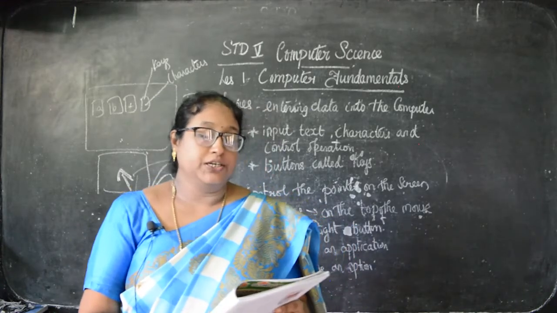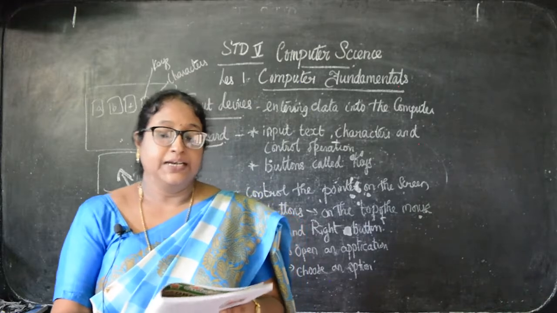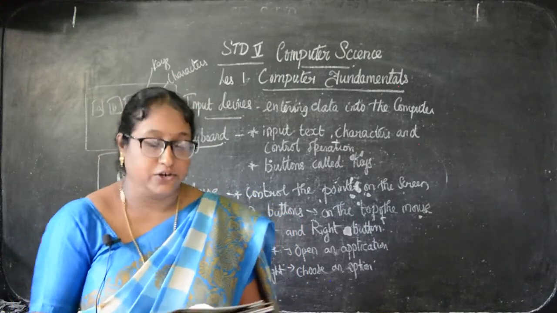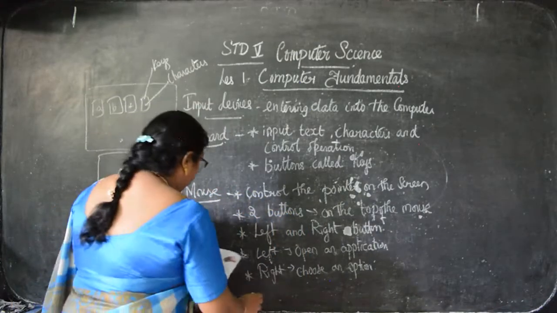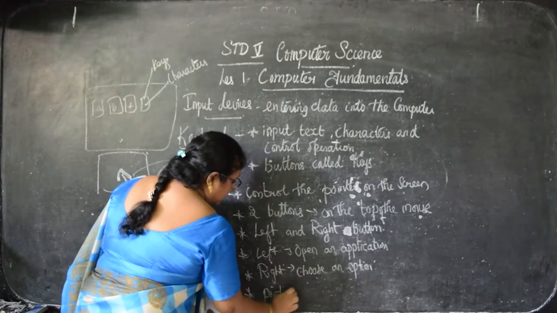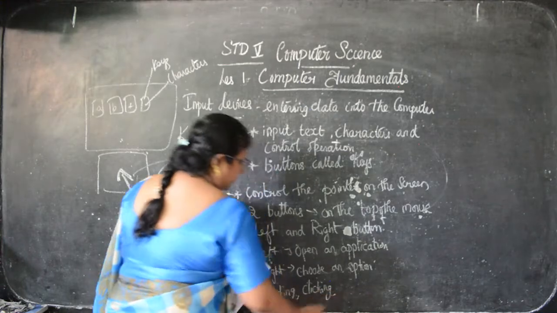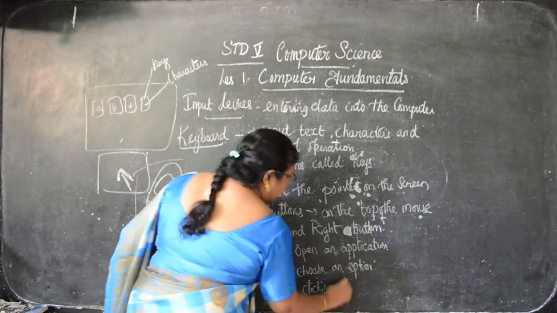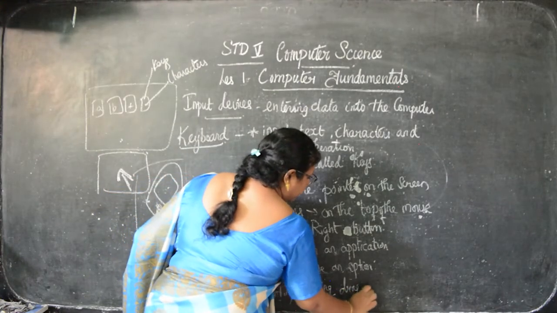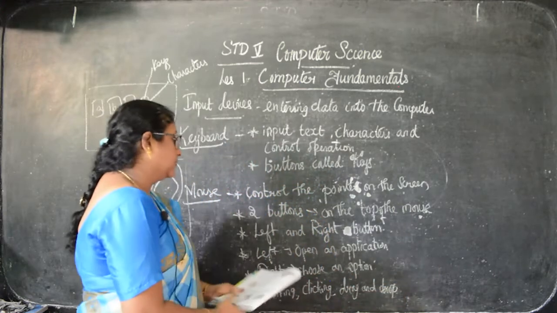The different operations that can be performed using a mouse are pointing, clicking and drag and drop. Okay, children, what is the mouse used for? Pointing, clicking. So the buttons are there, right? Right and left button for clicking, and drag and drop. You can move the mouse anywhere, right? For these, the mouse is used.